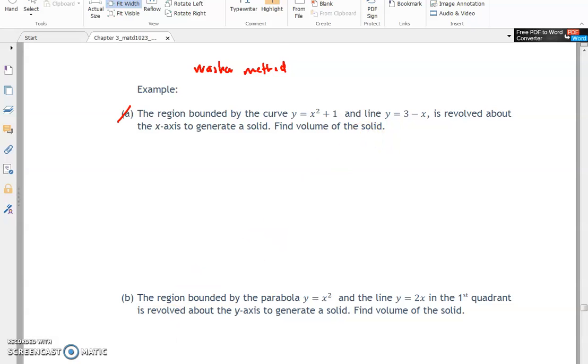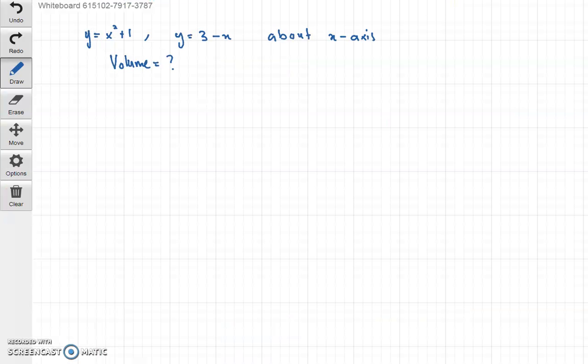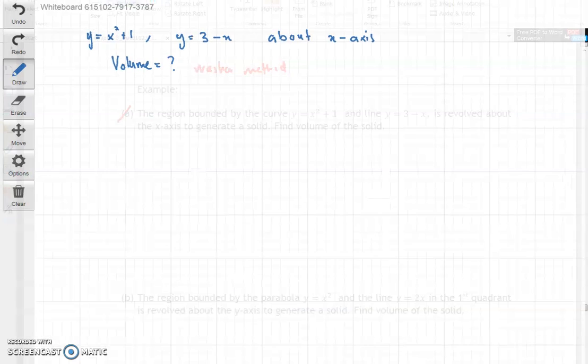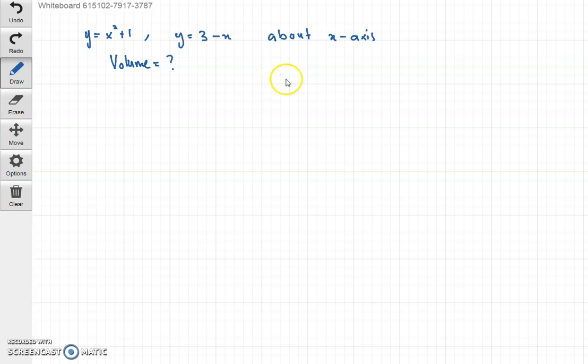So now let us try to transfer the information to the whiteboard. So we have y equals x squared plus 1, y equals 3 minus x, okay, and it's revolved about the x-axis. So make sure you transfer the information correctly there. So the first step, always what we did in our previous example, is we are going to apply what we call sketching a graph path.